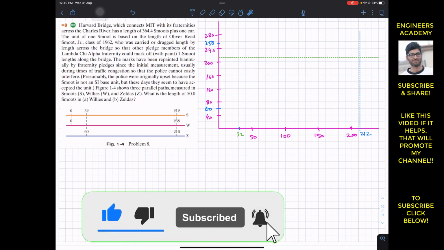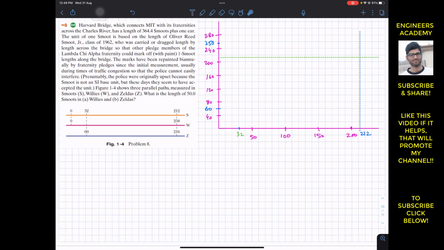Now we are going to solve this problem from Fundamentals of Physics by Resnick Halliday, and the problem says that Harvard Bridge, which connects MIT with its fraternities across the Charles River, has a length of 364.4 smoots plus 1 ear. The unit of one Smoot is based on the length of Oliver Reed Smoot Jr., class of 1962, who was carried or dragged length by length across the bridge so that other pledged members of the Lambda Chi Alpha fraternity could mark off with 0.1 Smoot lengths along the bridge.